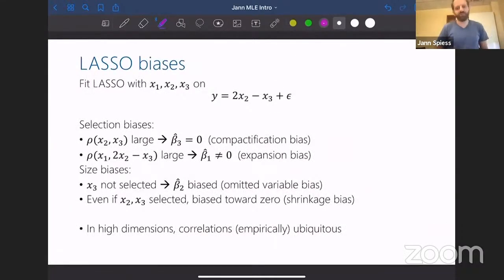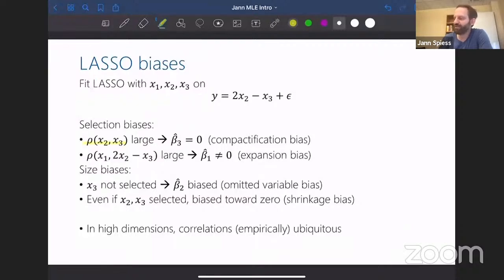So I'm just going to go over this briefly. So assume now I run a lasso, and I have a numerical example here. I have the slides in the Slack channel as well, in case you guys want to follow this in more detail. But all kinds of biases can happen. So assume that two variables are very highly correlated. So in this case, x2 and x3, which are both included in the function, are highly correlated.